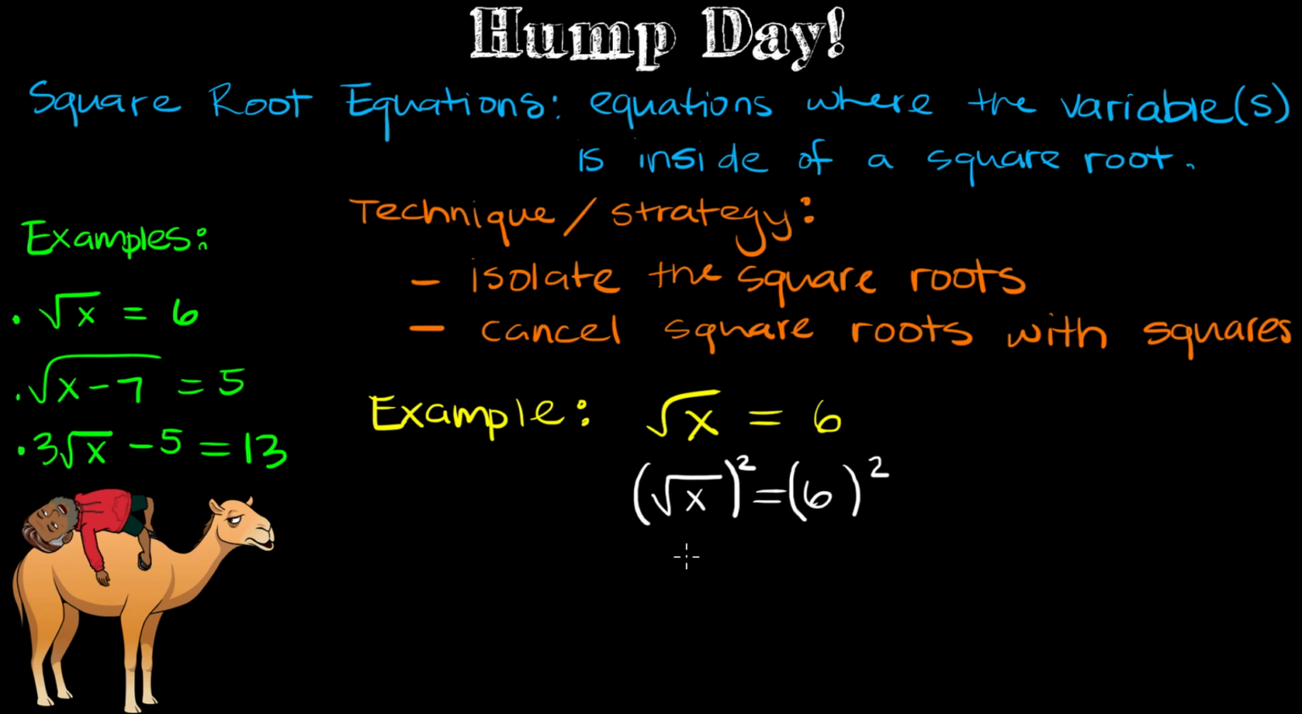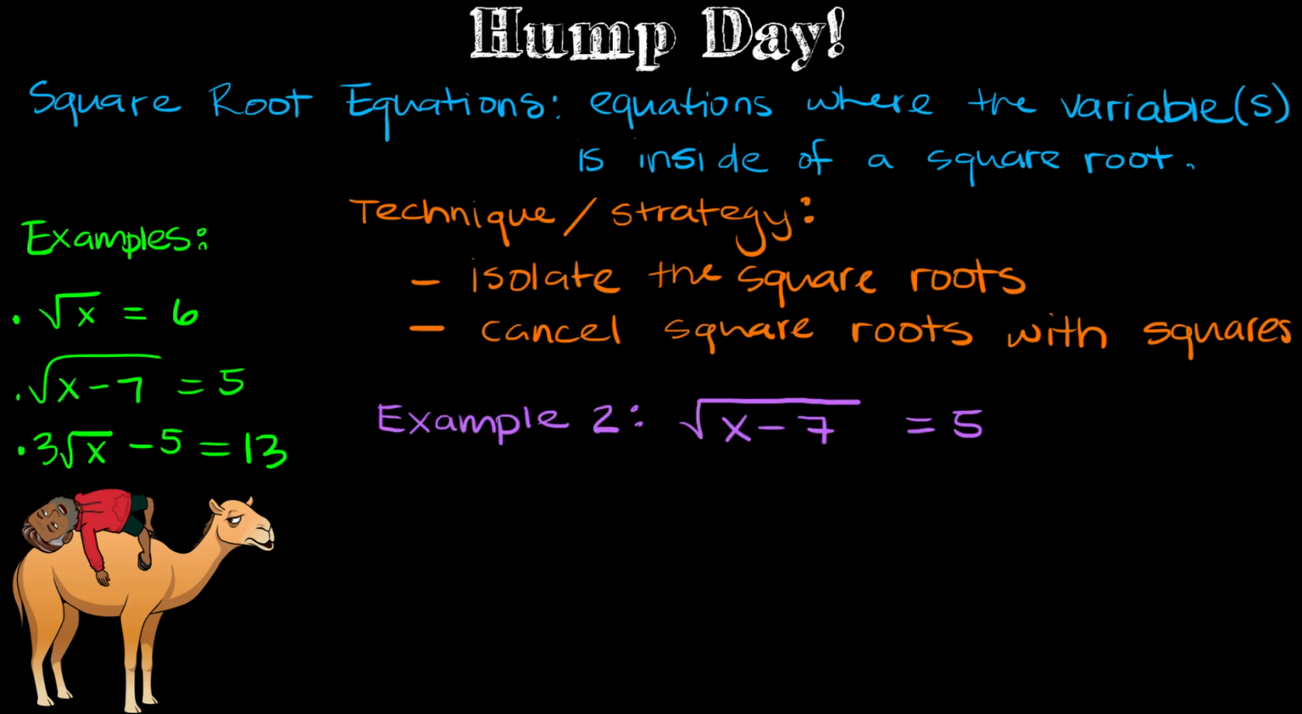Now, from the quadratics, you'll remember that squares and square roots cancel each other out. Sometimes teachers will cancel out the squares like that. I'm not that type of person, so I'm just going to leave it like that and write down that the square root of x squared is just x. So we have x equals, and then 6 to the power of 2 is 36. And that right there is our first example. Remember, isolate the square root, then cancel the square root using a square.